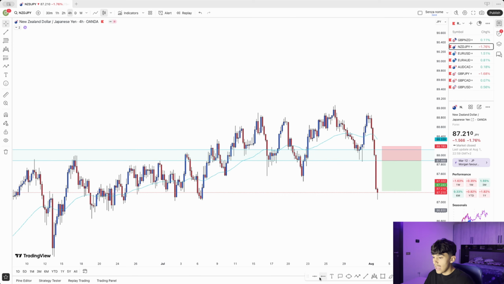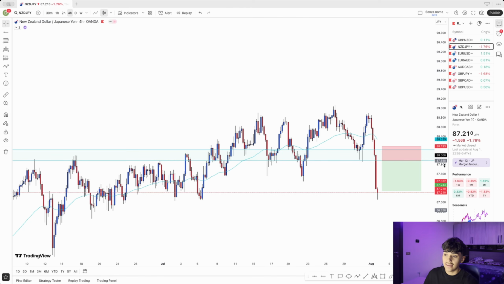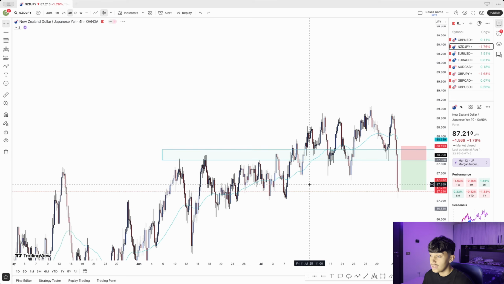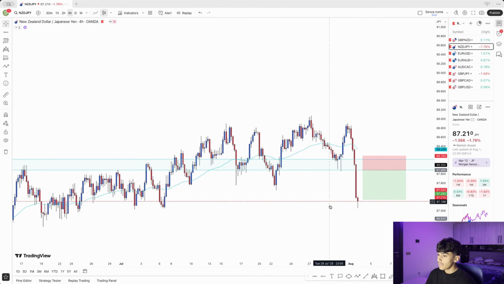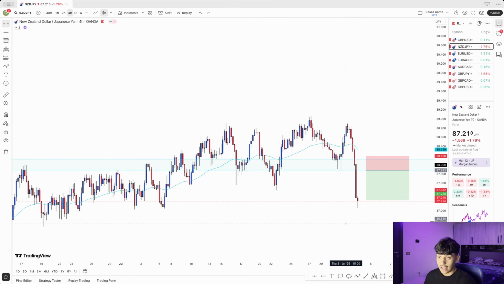And what else do we have guys? We have this right here, which is the round psychological level 88, which is a level where banks and big institutions buy or sell, because they don't buy or sell at numbers like 88.193, but they do at the round numbers with zeros. So I will wait for the lower high, then continue trading the lower low, and this was NZD JPY.